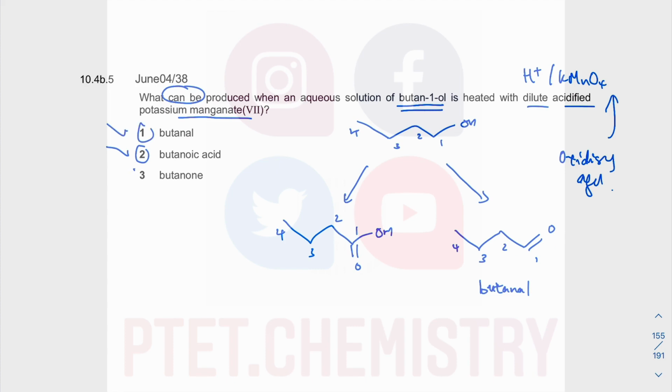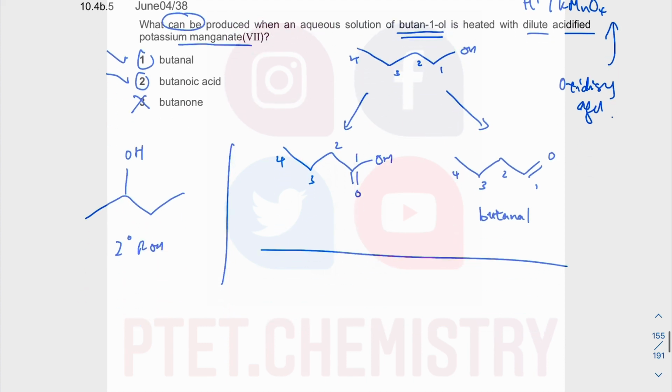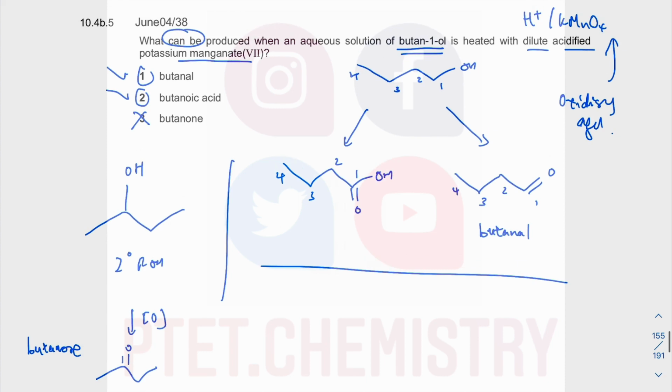What you cannot get is butanone, because to get butanone, you need a secondary alcohol. You need a secondary alcohol because that is a carbon with the OH bonded to 2 other carbon. There's 1 hydrogen there. Only then you can oxidize that to the ketone, which is butanone. So you can't get that with butan-1-ol, which is a primary alcohol. The carbon with the OH is bonded to 1 other carbon only. So 1 and 2 are correct. That is option B. This is the end of this 5-question series.